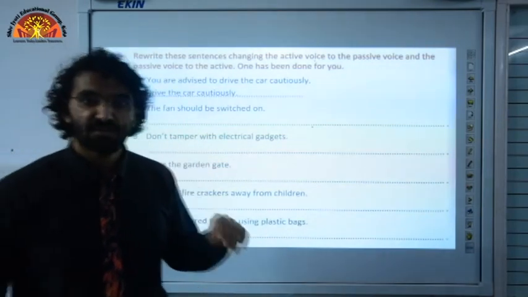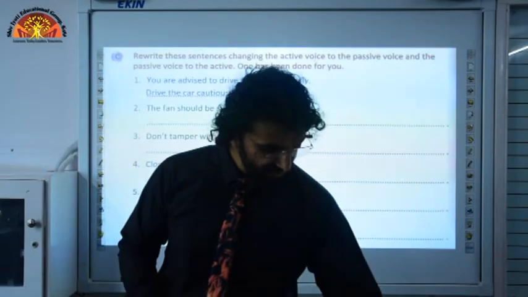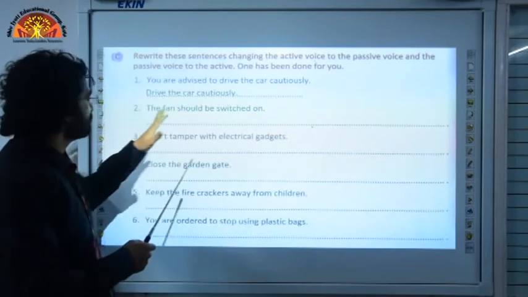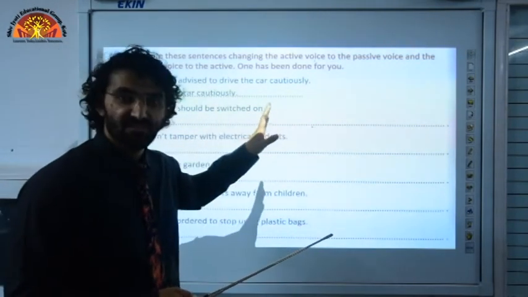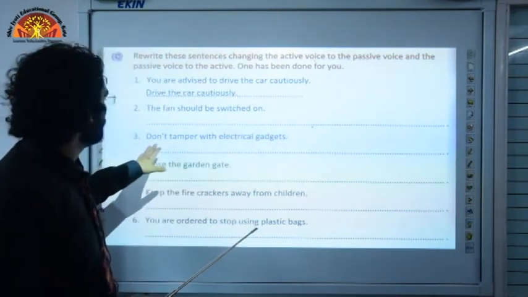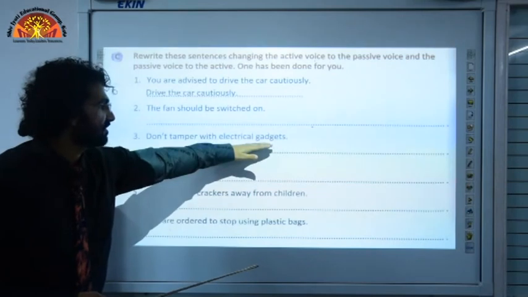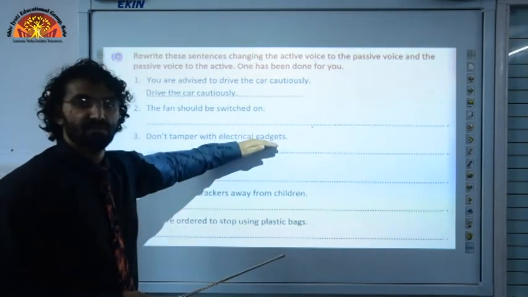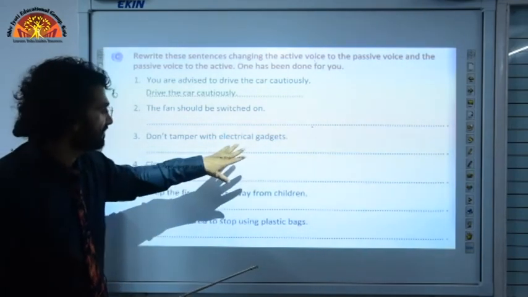Can you try to solve this problem for me? I'm going to need your help in this one. Can you try to switch on the fan? The fan should be switched on, okay? Switch on the fan. That is the right answer of this. Let's see the third one. Don't tamper with electrical gadgets. Do not tamper with electrical gadgets. Electrical gadgets should not be tampered with.